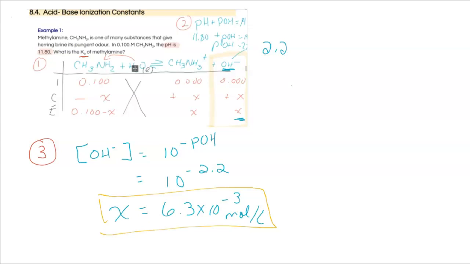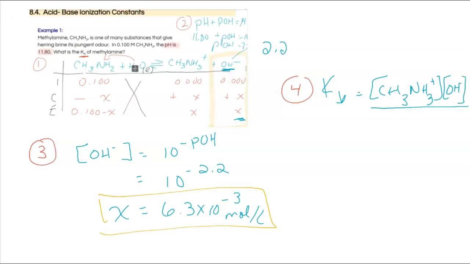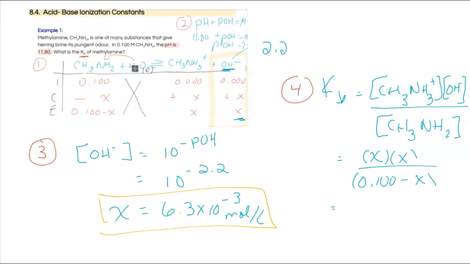So now I'm ready to finish off. I'm going to call this step 4, and I'm going to write out my Kb expression here. So Kb is equal to the concentration of my conjugate acid times my hydroxide ion concentration divided by the concentration of methylamine. So I have X times X over 0.100 minus X.